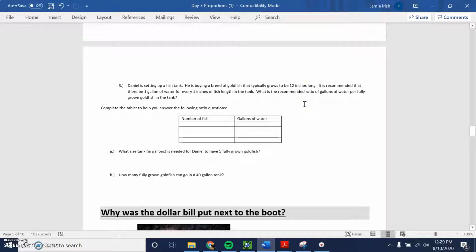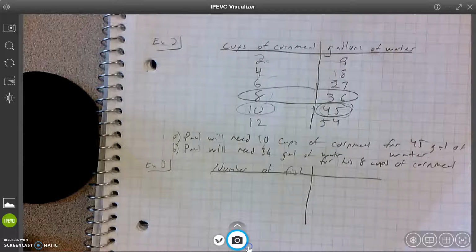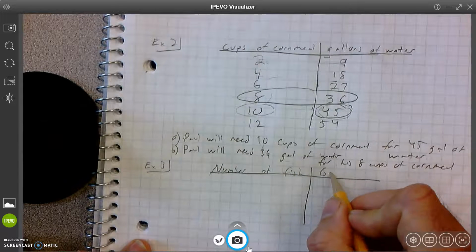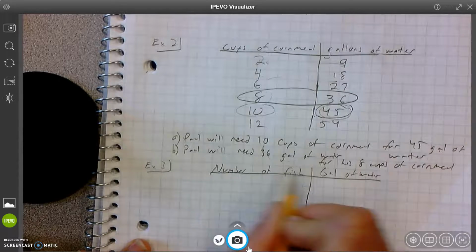It's a foot long. It is recommended that there be 1 gallon of water for every 1 inch of fish length in the tank. What is the recommended ratio of gallons of water per fully grown fish in the tank? Complete the table. And then A, what size tank is needed for Daniel to have 5 fully grown goldfish? And B, how many fully grown goldfish can go in a 40-gallon tank? Okay. Pause the video right now and see if you can knock out this ratio table and A and B in your notes. Number of fish, gallons of water. Go.